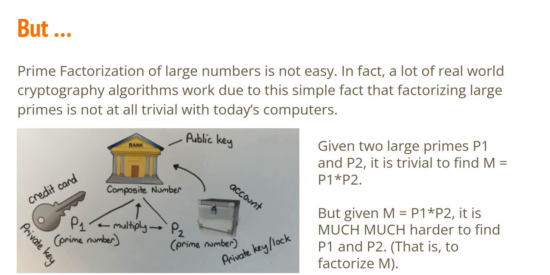For example, our financial transactions with banks rely on this underlying principle: there are two prime numbers, P1 and P2. I can multiply them quite trivially, P1 times P2 is M, but given M, it's much, much harder to find P1 and P2, which is to say, to prime factorize M.